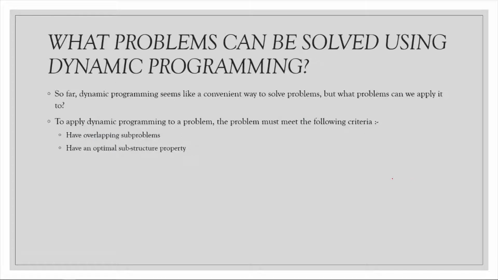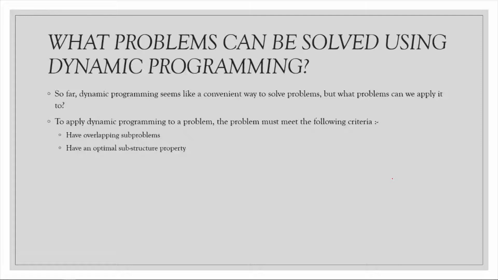Now, so far dynamic programming seems like a convenient way to solve problems. But we can't apply this method to all problems. So what problems can be solved using dynamic programming? To be solved by dynamic programming, the problem must meet the following criteria. It must have overlapping subproblems, and it also must have an optimal substructure property.